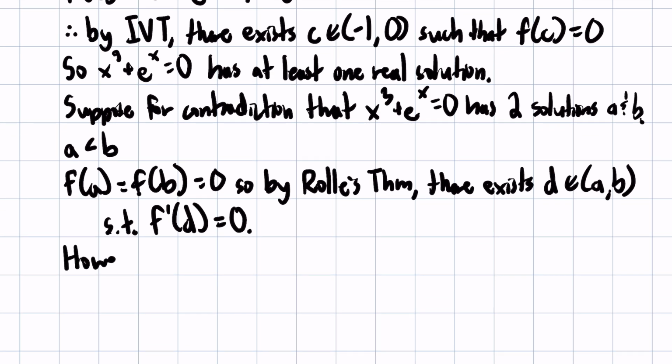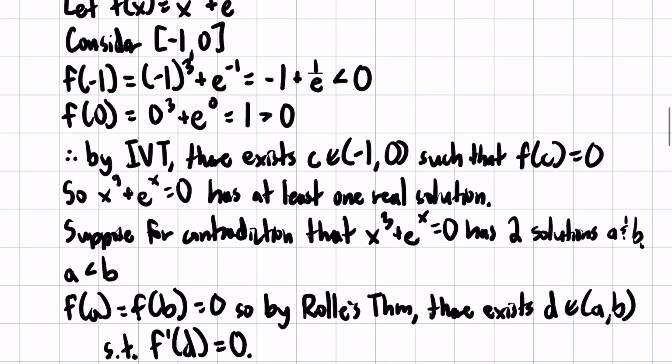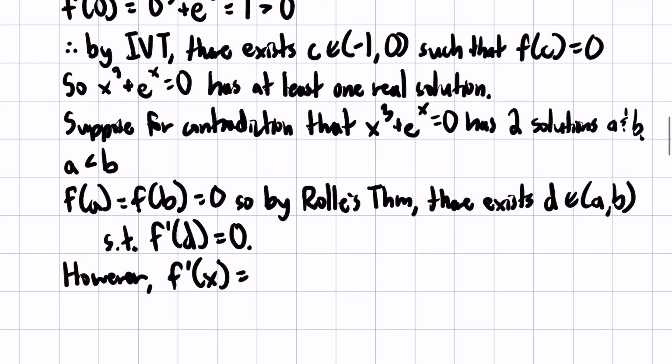However, let's actually take the derivative of this function. If f is x cubed plus e to the x, then f prime is 3x squared plus e to the x. Now, if we plug in any x value that's a real number, this is always going to be positive, because 3x squared is always positive except at 0, and e to the x is always positive. And so this is greater than 0 for all real x.